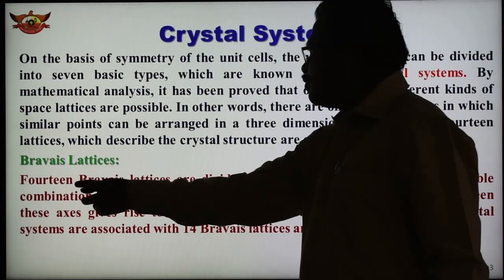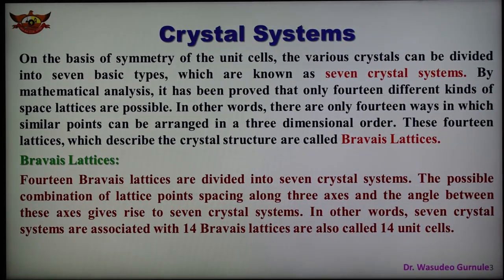So what are Bravais lattices? 14 Bravais lattices are there, and these lattices are divided into 7 crystal systems, and the possible combinations of lattice points differ only in the lattice point spacing a, b, c, also known as intercepts, along the 3 axes, and the angles alpha, beta, gamma made by the 3 non-coplanar axes, and give the 7 crystal systems. We can also say that 7 crystal systems are associated with 14 Bravais lattices. These are also known as 14 unit cells.